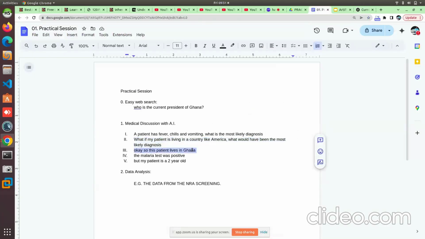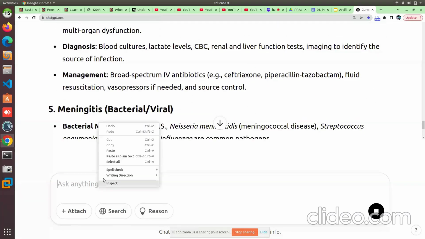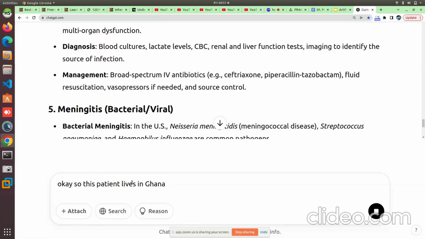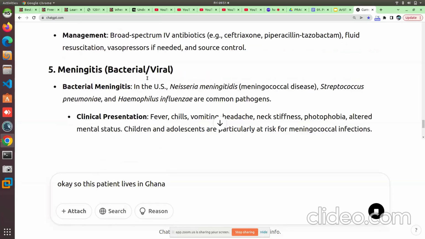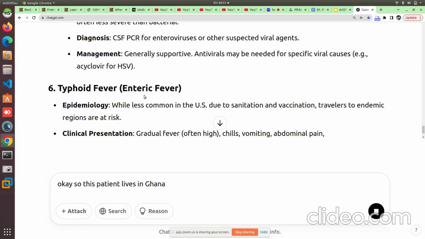Then I say, okay, so my patient lives in Ghana. This time around, we are coming back home to Ghana. Okay, so it's not finished with what it's saying. Because I said I'm a doctor, you see the way it's giving more information.